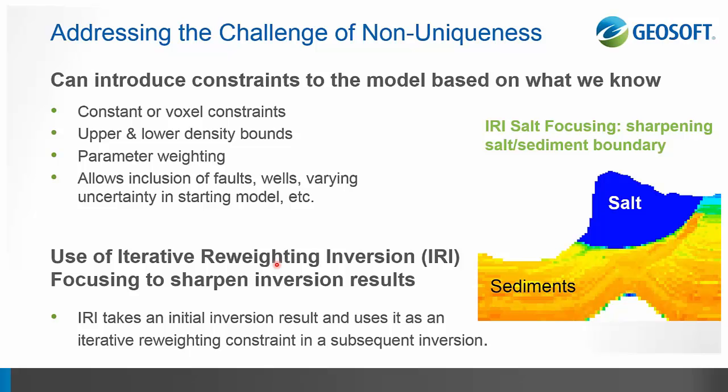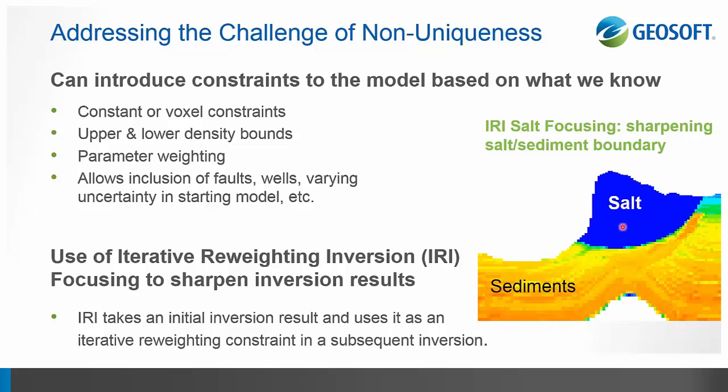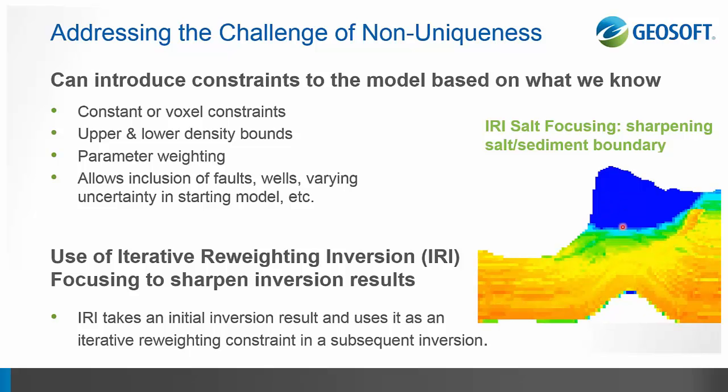So to show you an example, in the image on the right here, you see the salt body in blue. And you can see an example where the salt sediment boundary is much sharper using IRI. So what you're seeing now is the result with IRI, and I'm going to flick a few times and show you the result without IRI. You can see a far smoother transition here between the blue and the light blue and green toward the sediment. So going back, sharp transition with IRI, without IRI.